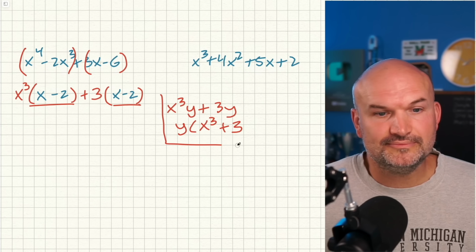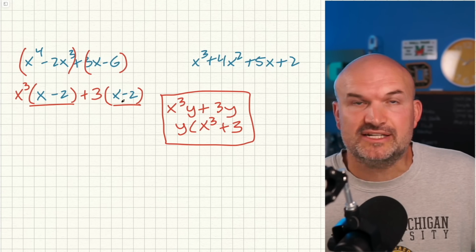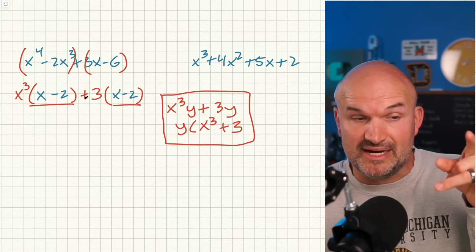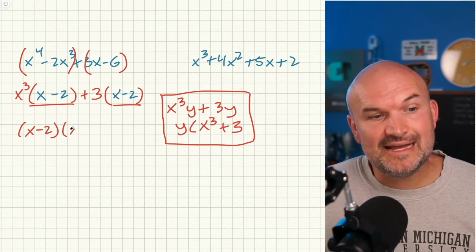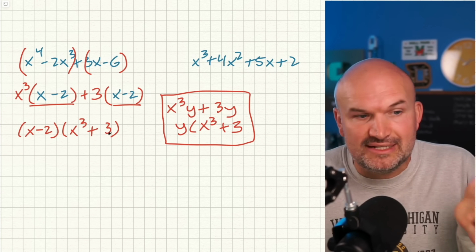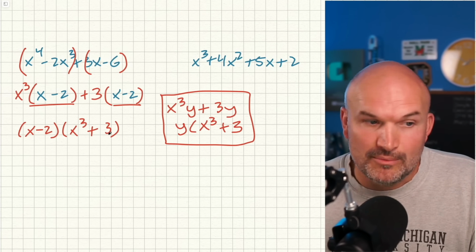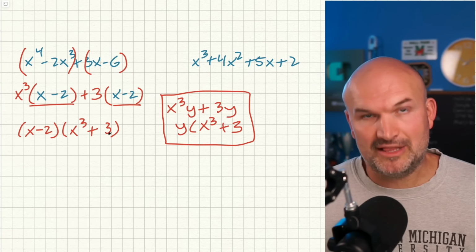So what we're going to do, and I'm leaving that as a little side work, is factor out the common expression of these two terms, since they're separated by addition. We're going to factor it into x minus 2 times x cubed plus 3. And now we have rewritten the polynomial as a product of two binomials. Therefore, we have correctly factored this polynomial.